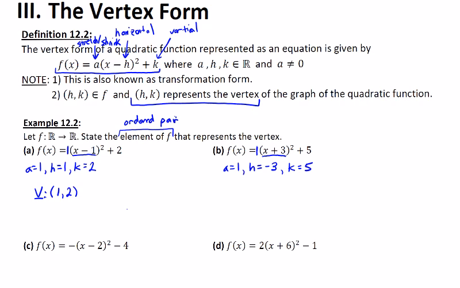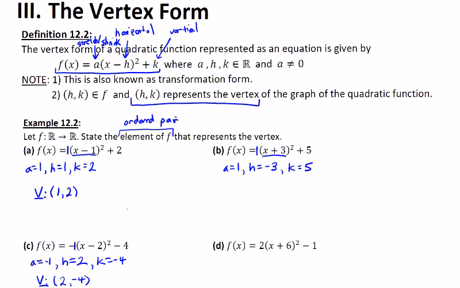Take a look at part C. On part C, we have an implied 1 with that negative, which means that there's a negative 1 multiplier there in front. That tells me that a is negative 1, h is going to be positive 2, and this time k is going to be negative 4 because we're subtracting 4. It's going to cause the whole graph to shift down by 4. So our vertex is then located at 2, negative 4.